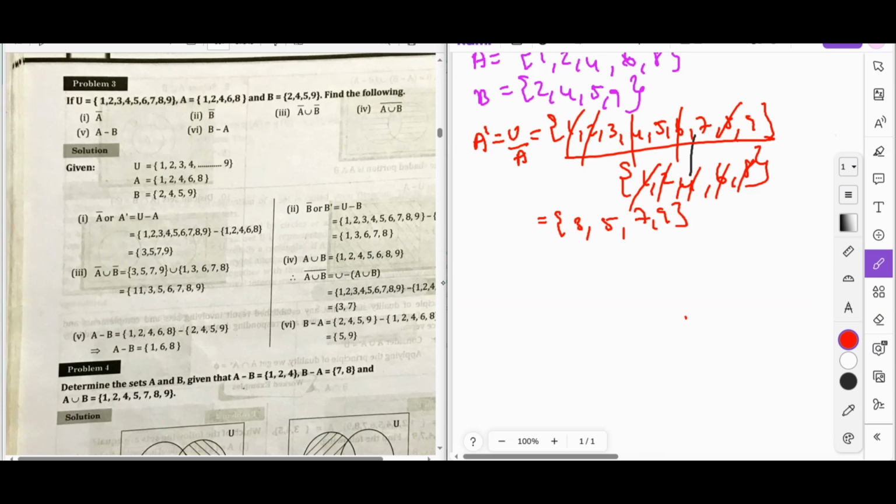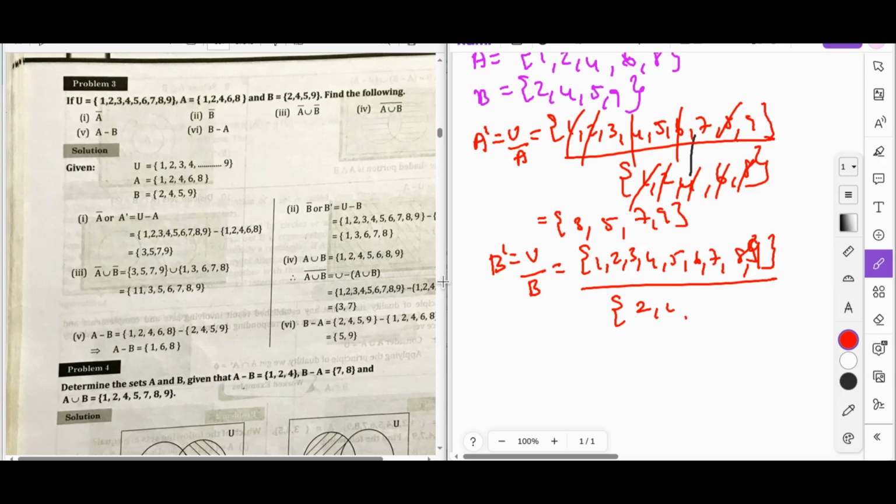Then the next one is B dash. What will be B dash? B dash will be again U minus B. U minus B is what? 1, 2, 3, 4, 5, 6, 7, 8, 9 divided by B, which is 2, 4, 5, 9. So if we cancel 2, 4, 5 and 9, what will be remaining? The remaining elements are 1, 3, 6, 7, 8. So this is B dash.